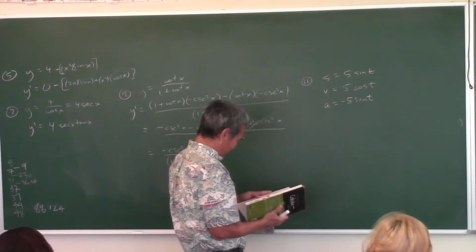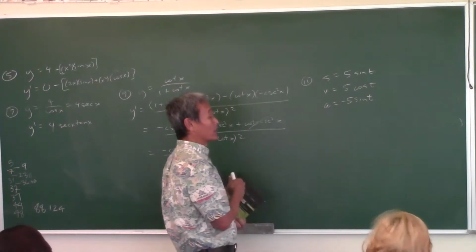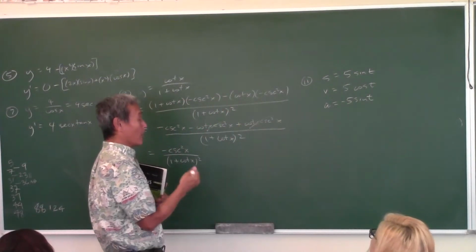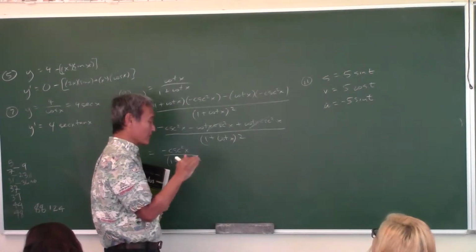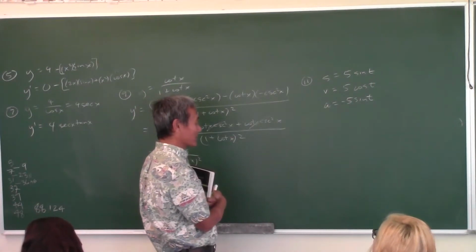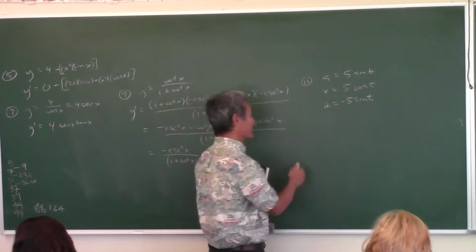Okay, and then what else do we do? Describe the motion. Again, what does describe the motion mean? When is it moving to the right? When is it moving to the left? When is it speeding up? When is it slowing down? How do you answer all these questions? Make number lines for the velocity and acceleration.